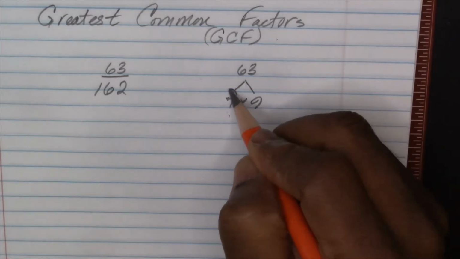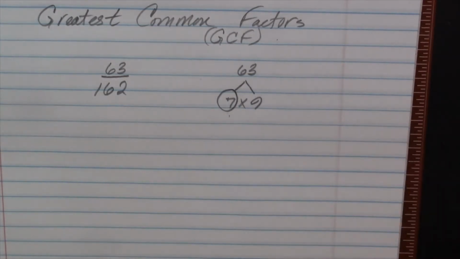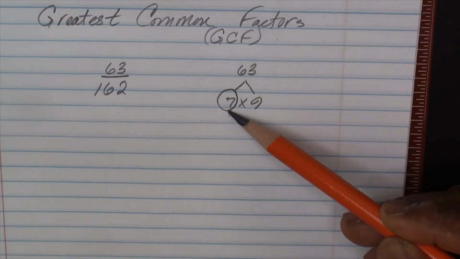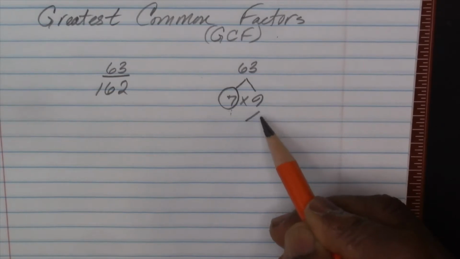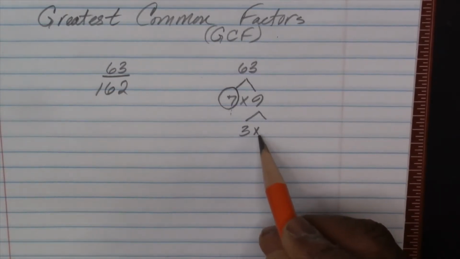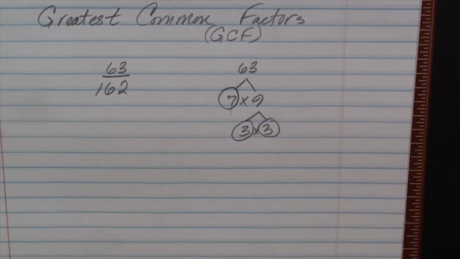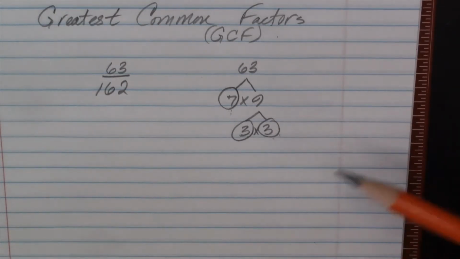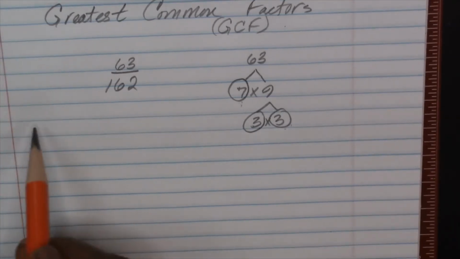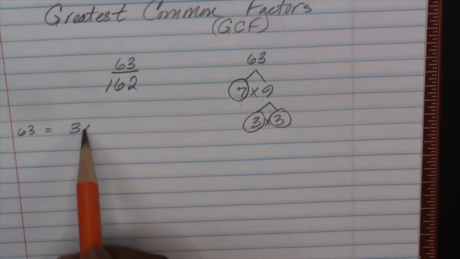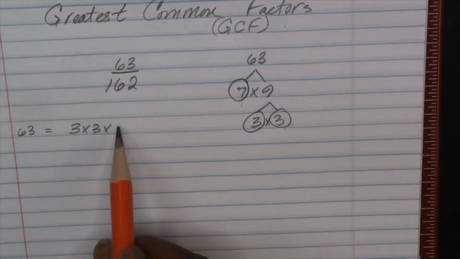So 7 is a prime number because the definition of a prime number is a number that has only 1 and itself as factors. There's nothing else we can multiply except 1 and 7 to get 7, so 7 is a prime number. However, we can multiply 3 times 3 to get 9. So the factors of 9 are 1 and 9 and 3 and 3. But we can't multiply 3 by anything else other than 1 and 3. The prime factorization of 63 is equal to 3 times 3 times 7.